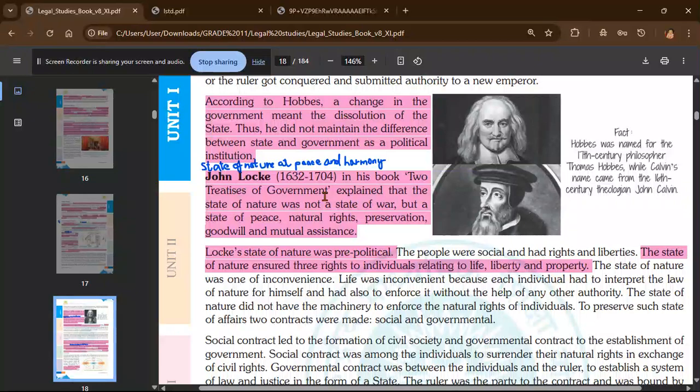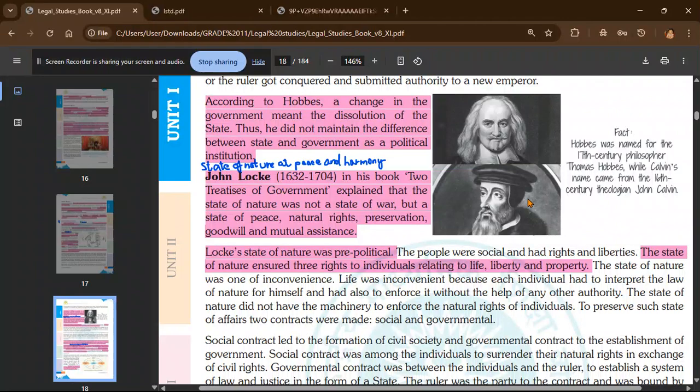So according to John Locke, the state of nature was at peace and harmony. So John Locke told in his book Two Treatises of Government. Was the book written by who? It can come as a one mark question, very important. Wherever they mention a book's name in your NCERT, like in this case, Two Treatises of Government, it comes as a one marker. Who wrote the book Two Treatises of Government?